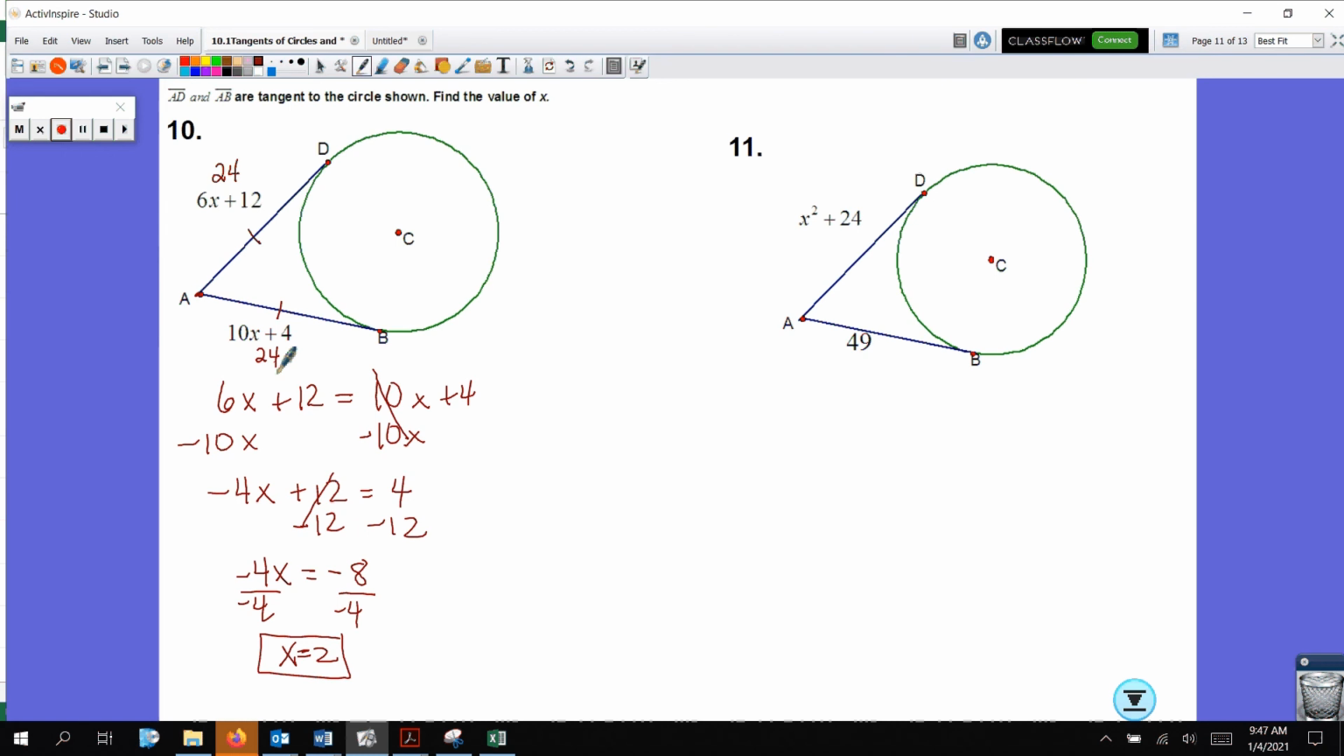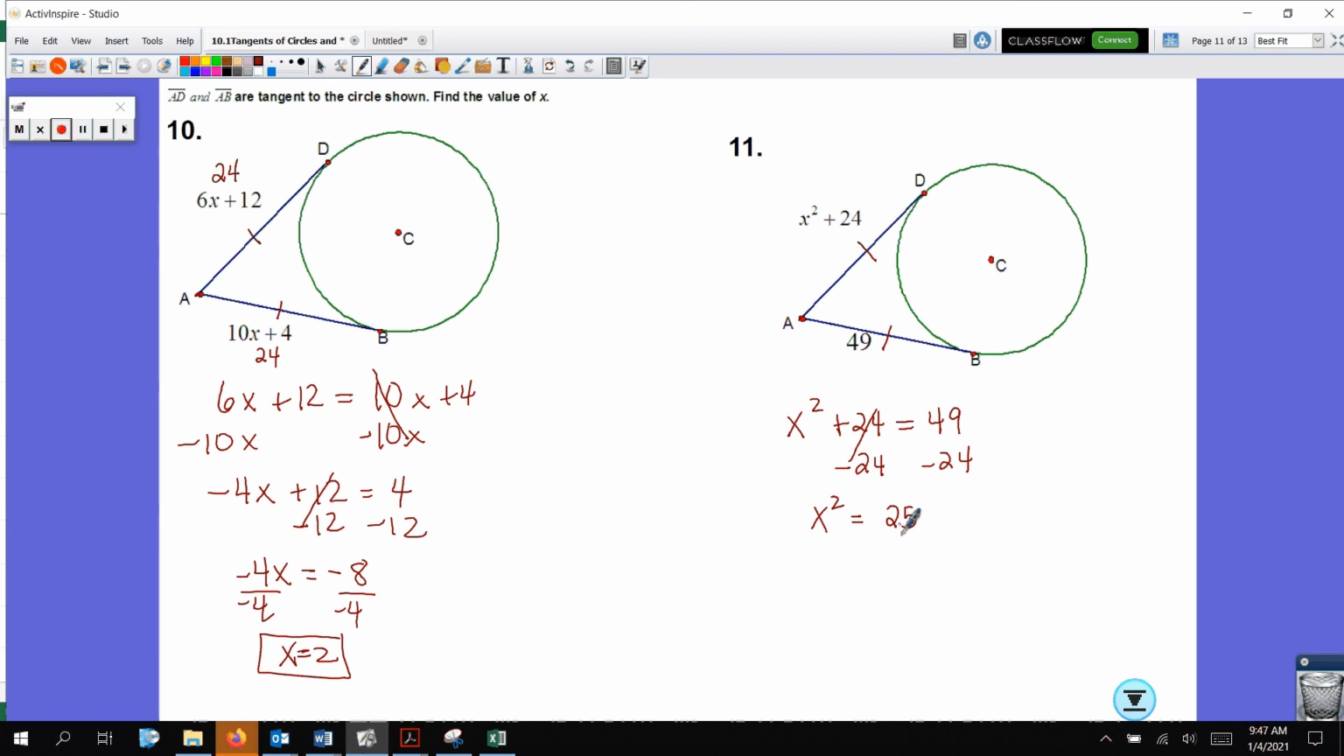Now number 11's a little different, but don't worry. It'll be fine. It's the same concept, okay? Just our numbers are a little funky. Okay, so there's this point A out here in space, and there's two lines that touch the same circle. That makes those lines congruent. So I have x squared plus 24 is equal to 49. Subtract 24, and I have x squared is equal to 25.